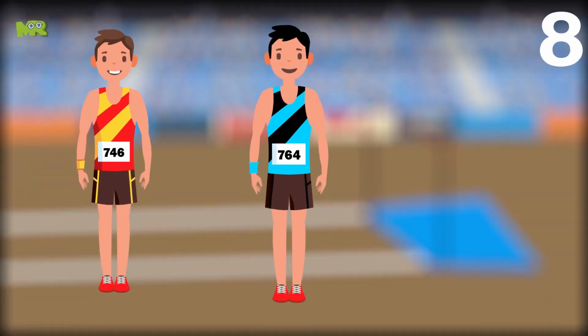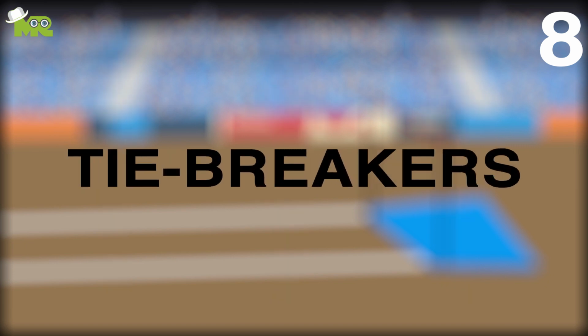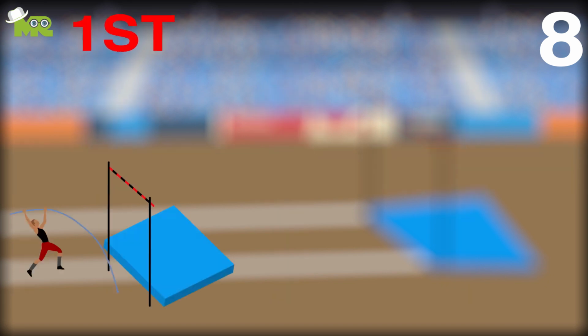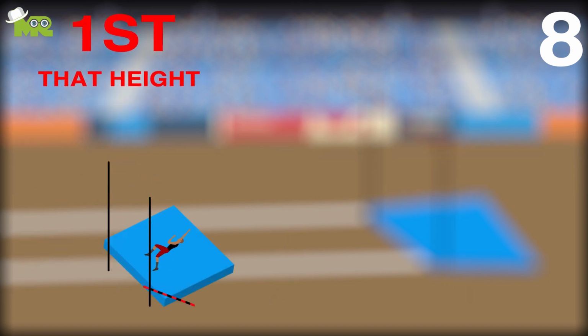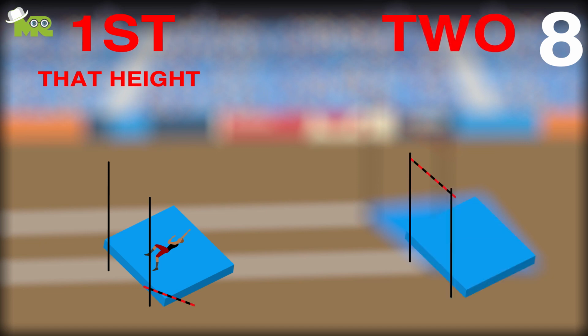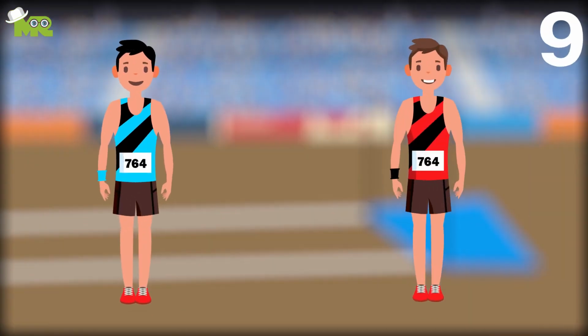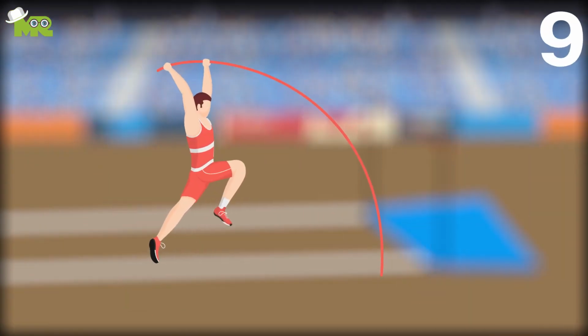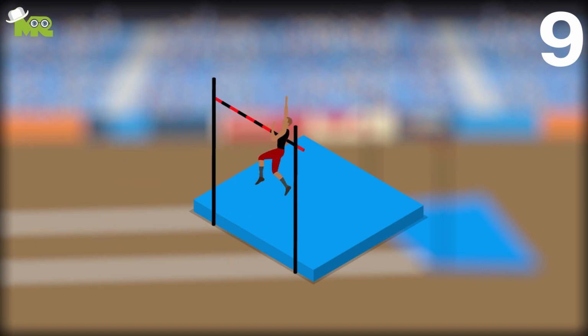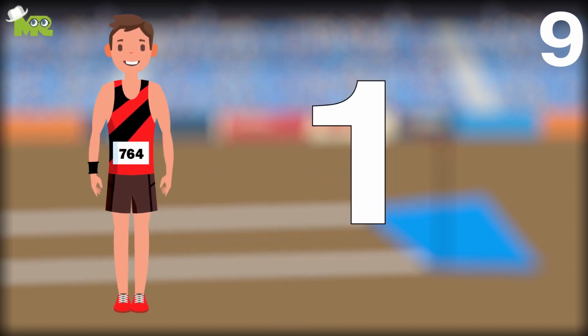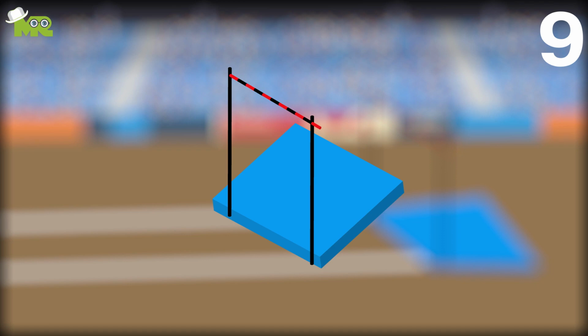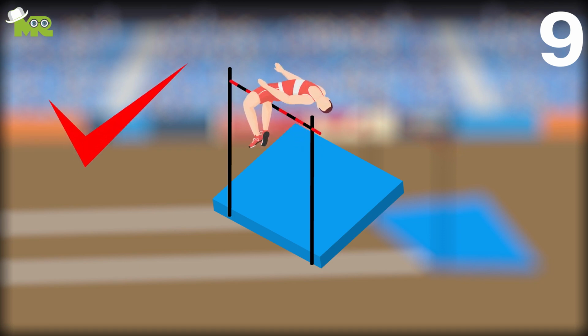8. If 2 or more vaulters tie for first place, the tiebreakers are: first, the fewest misses at the height at which the tie occurred. 2. The fewest misses throughout the competition. 9. If the event remains tied, the vaulters have a jump-off, beginning at the next greater height. Each vaulter has 1 attempt. The bar is then alternately lowered and raised until one vaulter succeeds at a given height.